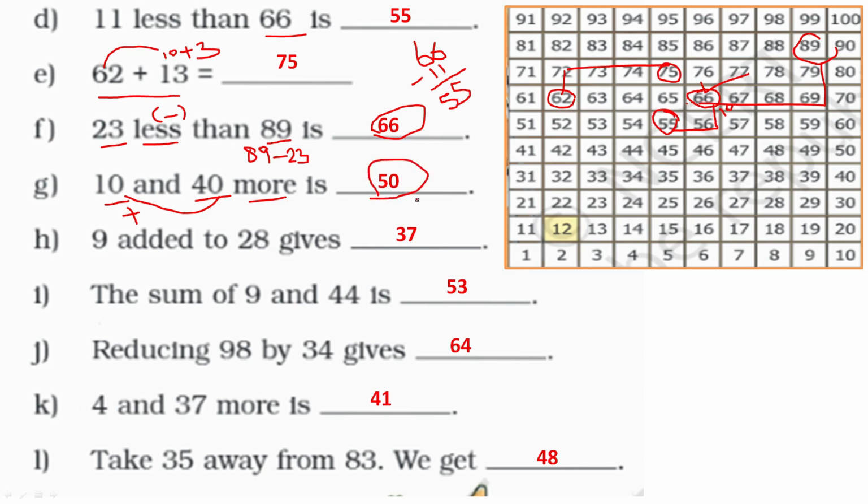You know easily. So 10 plus 40. One step. 1, 2, 3, 4 step. So you will get the answer 50.